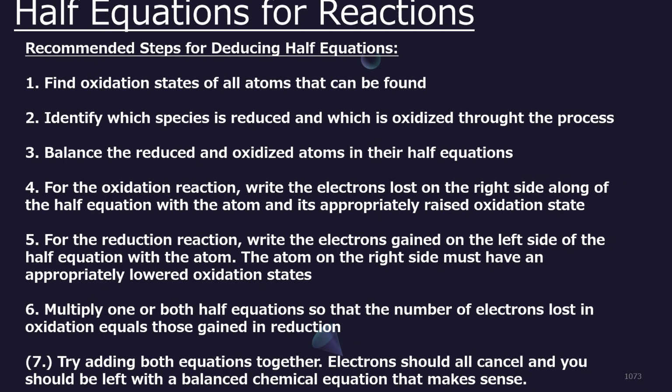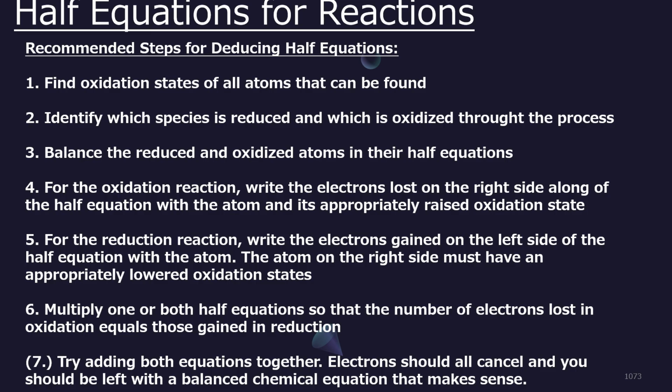We'll show some examples of that soon, but step 7 is just try adding both equations together. You should find the electrons all cancel because you should have equal numbers on the left and right. And then you should be left with your balanced whole chemical equation that makes sense. Sometimes this will be given in a question, sometimes not, but it's good to check.